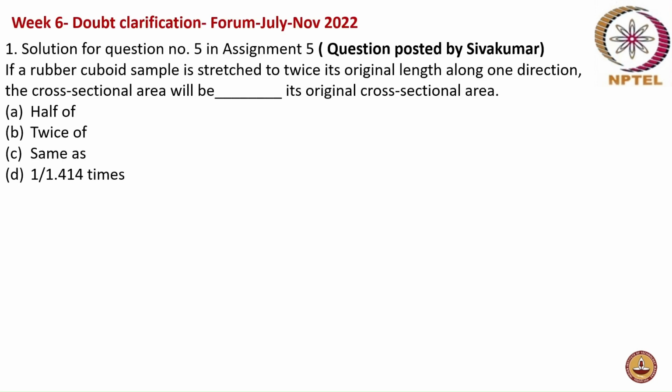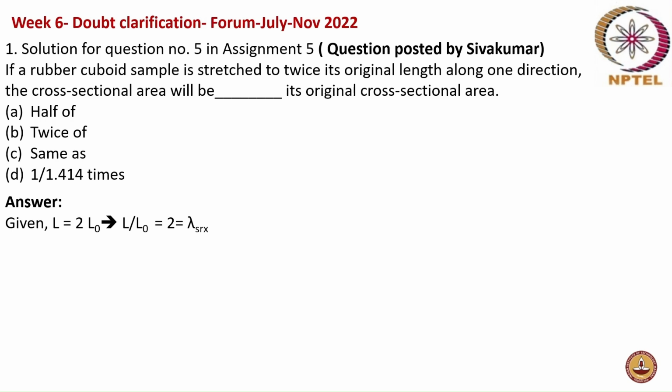And actually, this was asked in one of the earlier forums. They asked how to solve this problem which was asked in assignment 5. If a rubber cuboid sample is stretched to twice its original length along one direction, the cross-sectional area will be dash its original cross-sectional area. Whether it will be half, twice, same, or 1 by 1.4 times. Will the length become half? Yes, it becomes half because your length becomes twice. So L by L naught is 2.